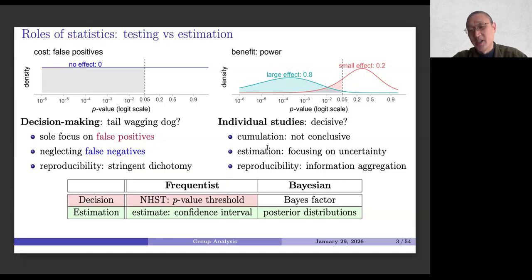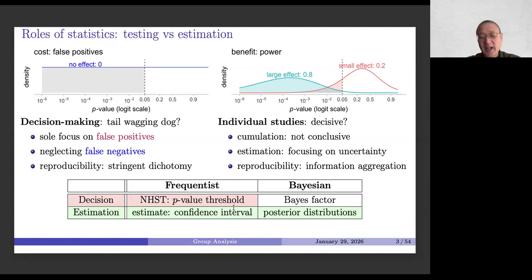An alternative approach is called estimation. Instead of focusing on decision making or testing, we focus on estimation. What do I mean by estimation? By estimation, we present the effect magnitude and the uncertainty. So that's a different angle. That will help us be mindful about the uncertainty and help us enhance reproducibility.